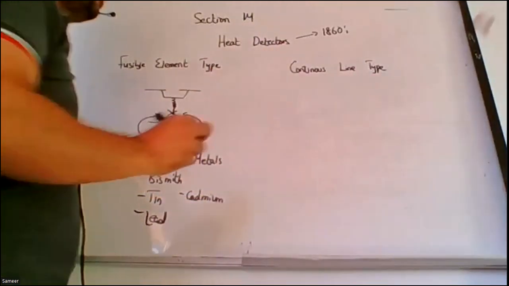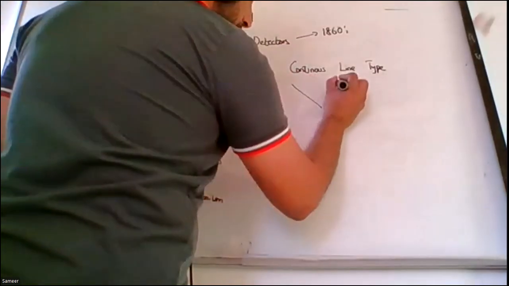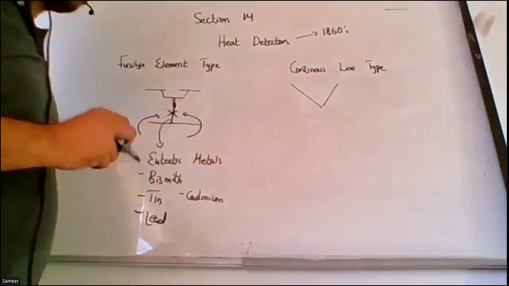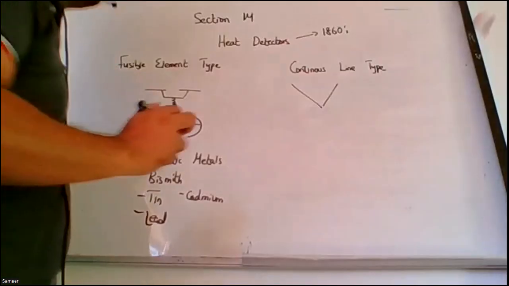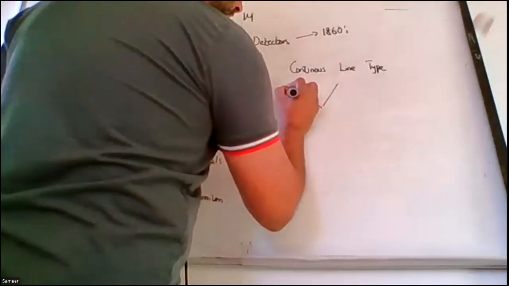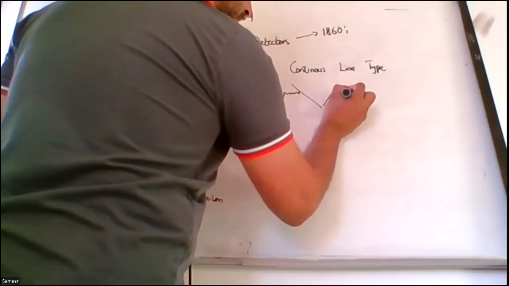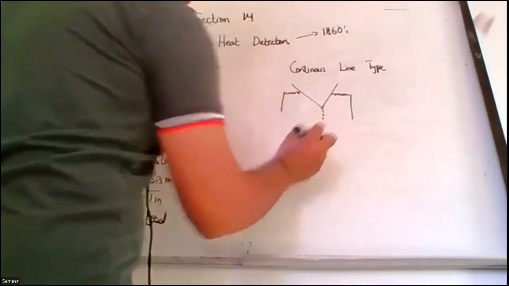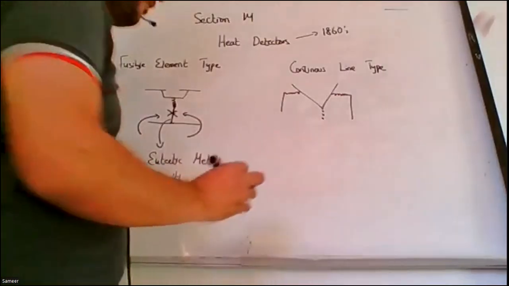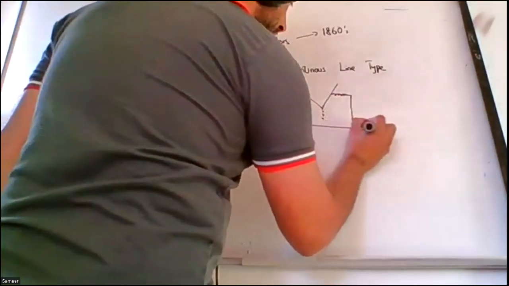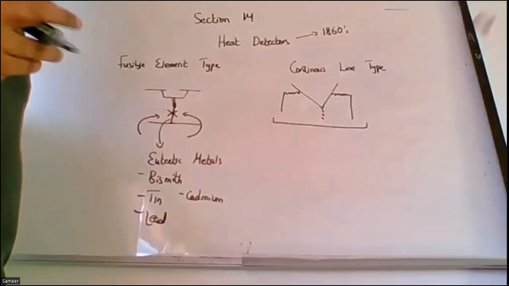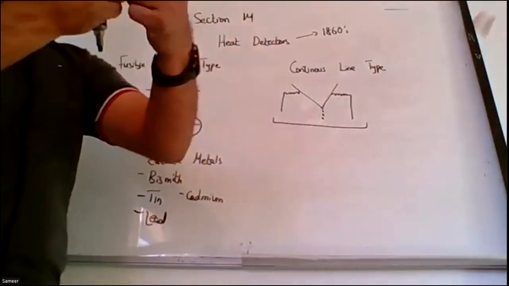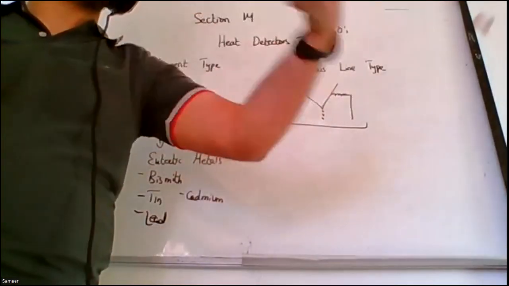In the continuous line type, we have two metal strips that have been kept apart. And at the bottom, they are somewhere connected to each other. So what happens? These two metal strips have been kept apart by the strings itself.